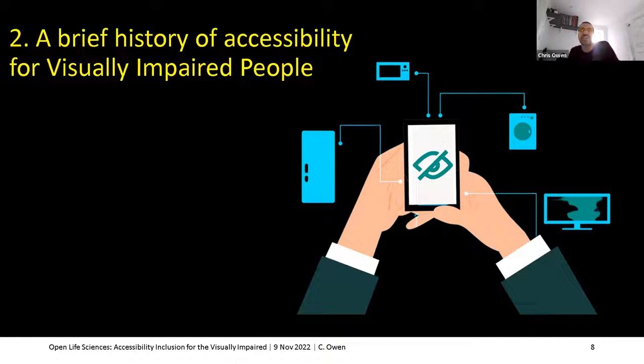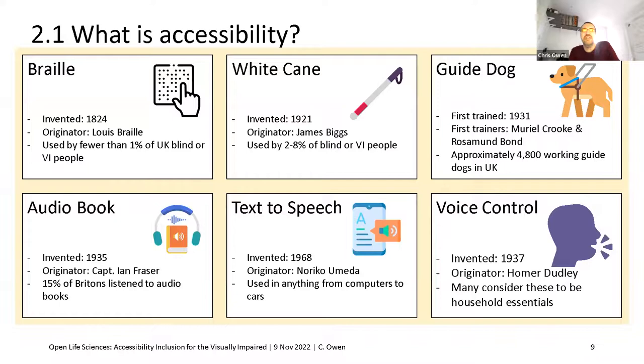Just to give you a brief history of accessibility for visually impaired people. Now, here we have six examples. The top three, I think everybody on this call will be very familiar with, and they're synonymous with people who are visually impaired. The first one obviously being Braille.